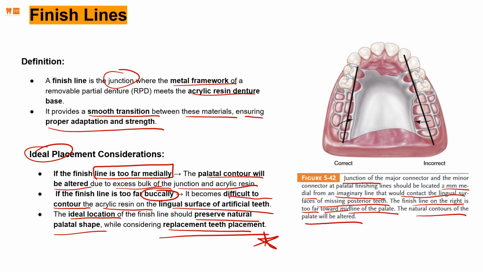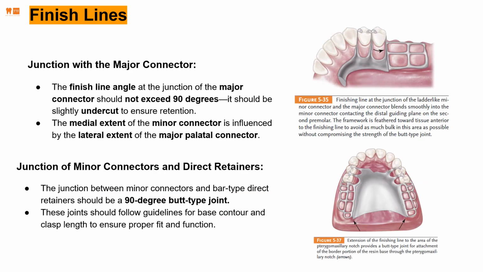Simple. Okay, guys? So the junction with the major connector, the finish line angle at the junction of the major connector should not be more than 90 degrees. Means it needs to be a butt joint. That's all it means. Whenever you have a major connector and then there is a finish line, right? So this is a lower. Lower has a major connector and a finish line right here.